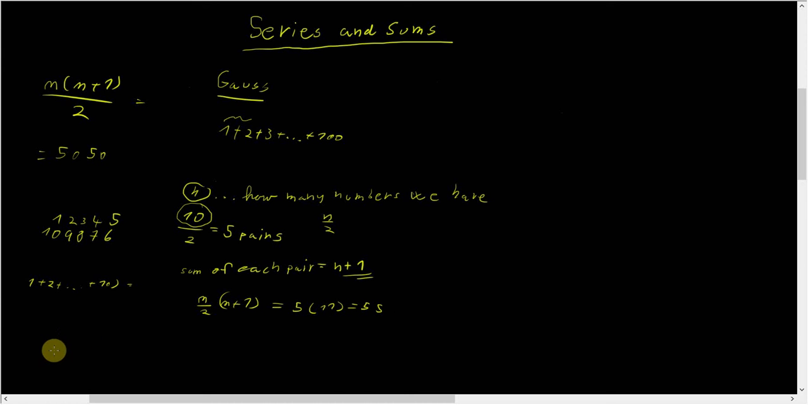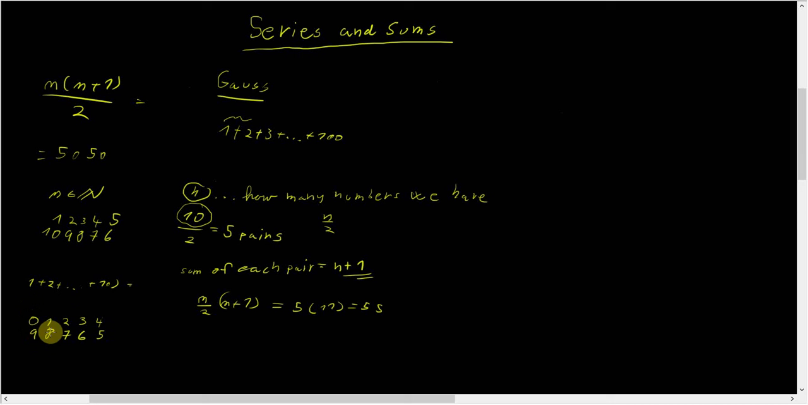Now, what about if we do this from 0? Because we did this for basically the natural numbers. But what if we do this for 0 as well? So if we pair the numbers from 0 to 9, and then 4 to 5, we see that the sum of each pair is 9. We also see that we have 1, 2, 3, 4, 5 pairs.